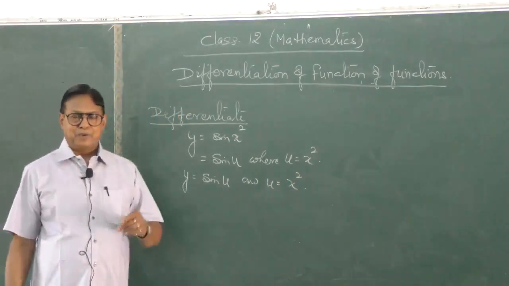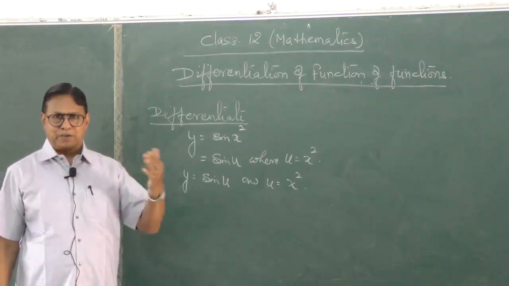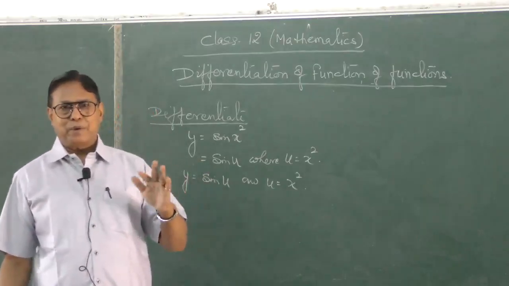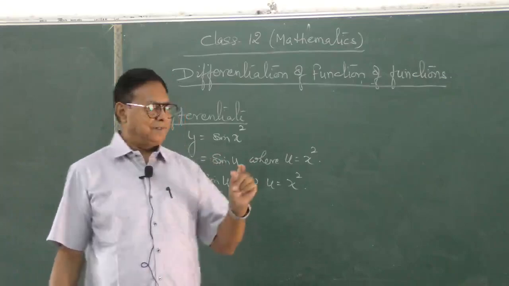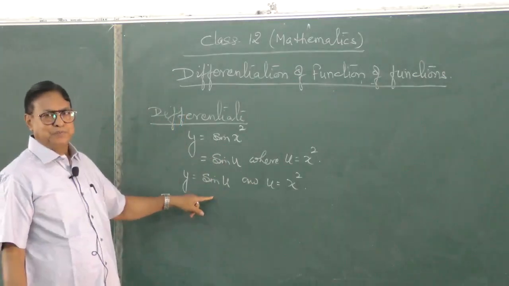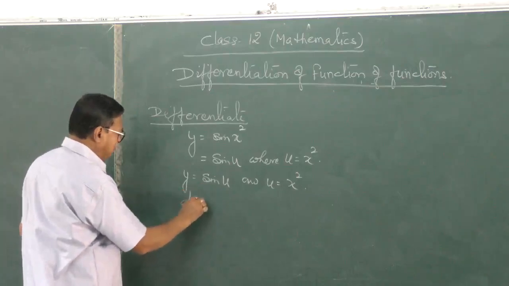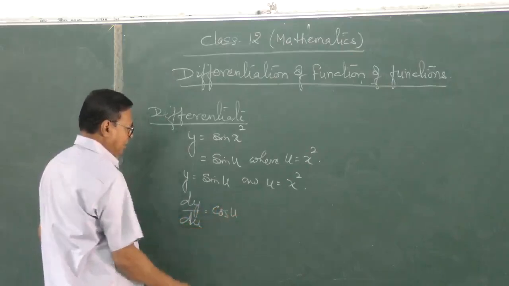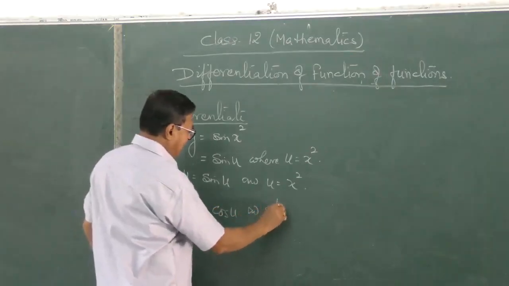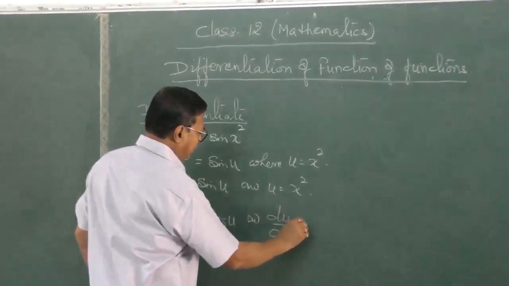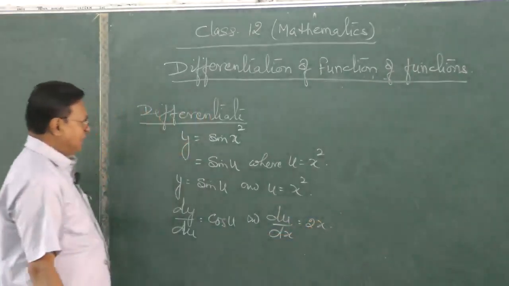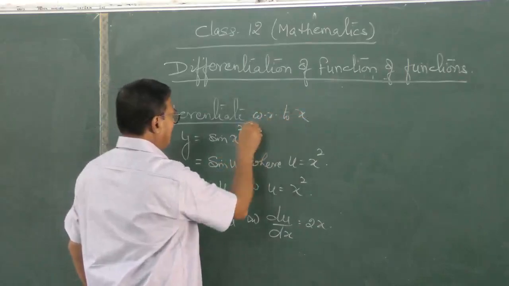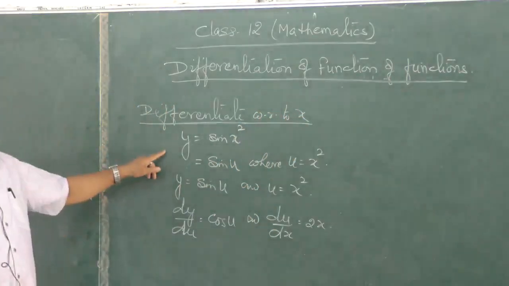I said in the beginning, we differentiate one variable with respect to the other variable. If y is sin x, then dy by dx, we are differentiating y with respect to x. Here y is a function of u, so we differentiate y with respect to u. So dy by du is equal to cos u, and u is a function of x, so du by dx is 2x. But here, if it says differentiate with respect to x, we have to get dy by dx.